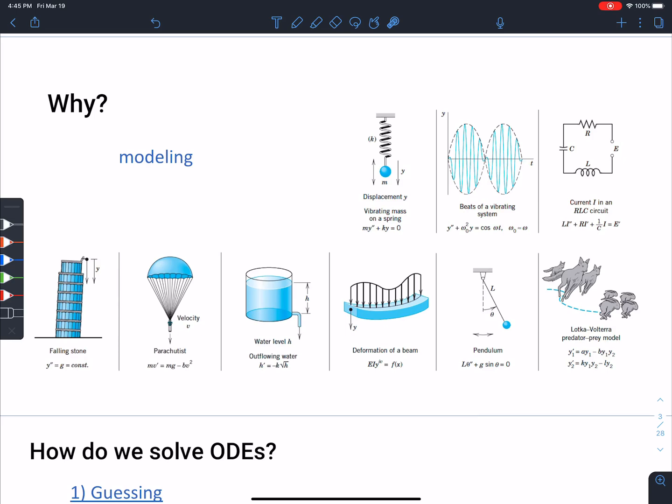If I want to model what happens to a mass, for example, if I'm throwing a stone from the top of this tower, what happens to the height of the stone as a function of time? We start from an ordinary differential equation that says the acceleration is approximately constant on the surface of the Earth, and from that assumption we can derive the whole thing. Velocity of parachutes, the water level in a tank, the deformation of a beam, the pendulum equation, predator-prey models, COVID-19 epidemiology models. All of these applications involve obtaining the solutions of ordinary differential equations.